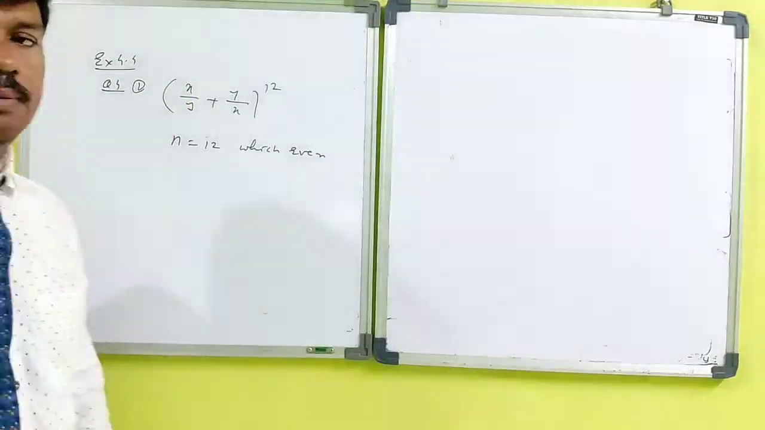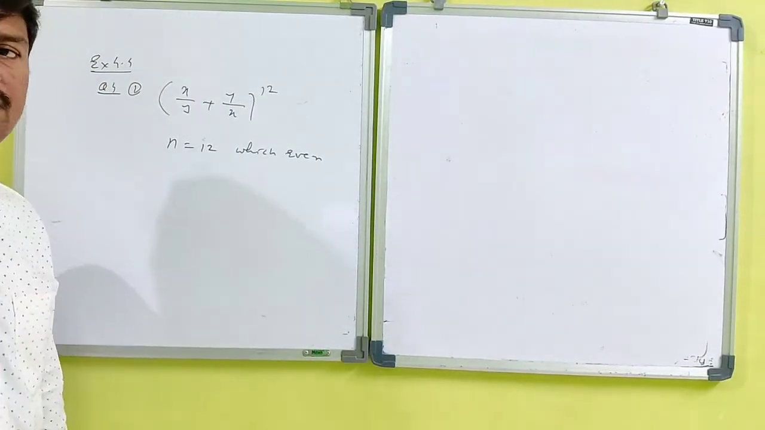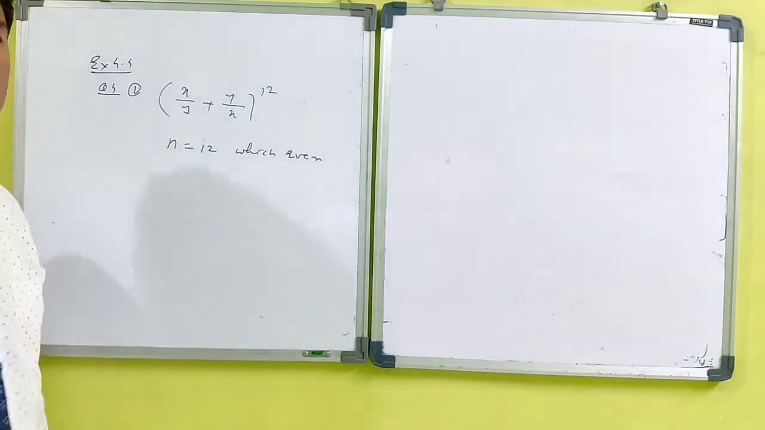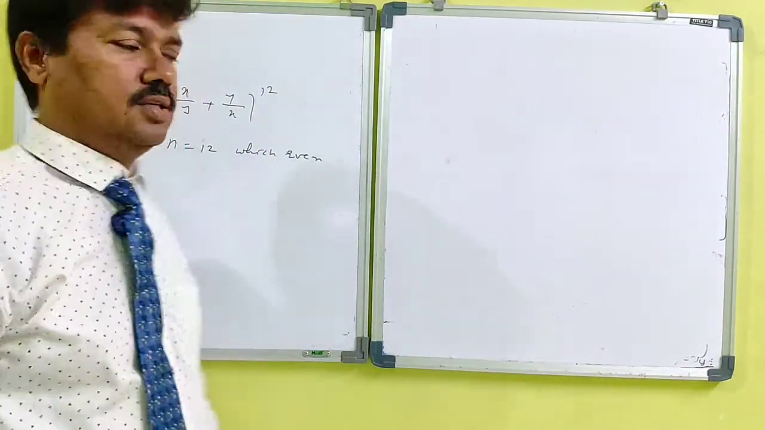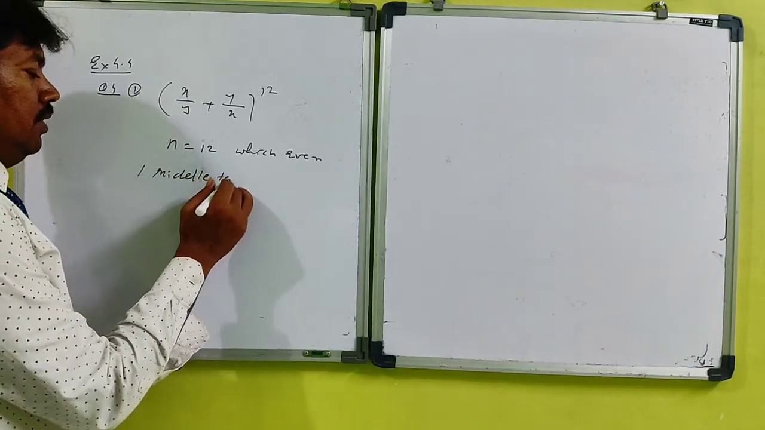(x/y + y/x) raised to 12. The question is to find the middle term. Now here n = 12, which is even. So when n is even, there is only one middle term.